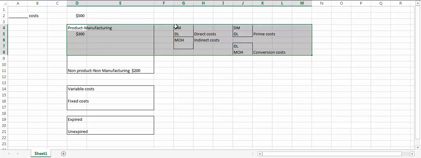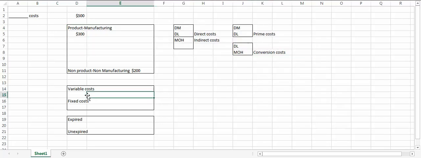And if we were to sum up these three factors of production, they would sum up to the 300 that I am referring to right here. And by the way, the 300 and 200 were randomly chosen to add up to 500 over here. Another common classification is the prime cost, which is the summation of direct materials and direct labor. And then the summation of direct labor and manufacturing overhead would be referred to as conversion costs.